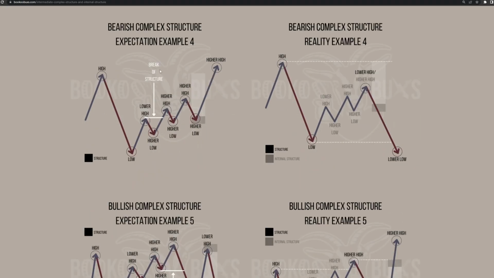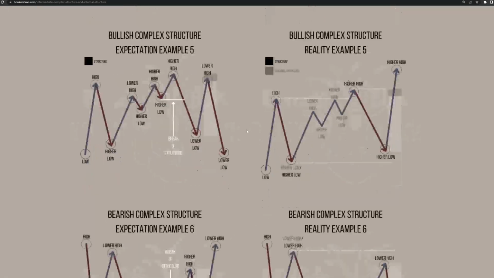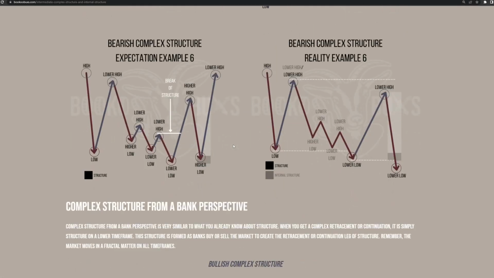But ultimately, their expectation is a break of structure happened. But if you follow the rules properly, you wouldn't have got faked out like they did. You guys want me to go over some of these ones right here? I get it. I think I get it.